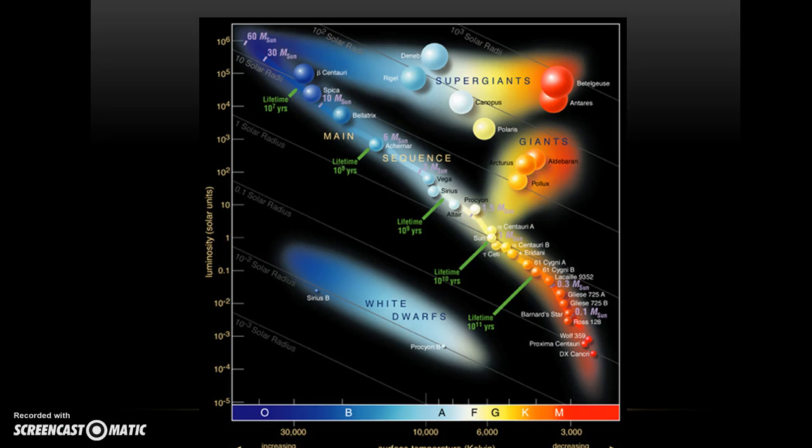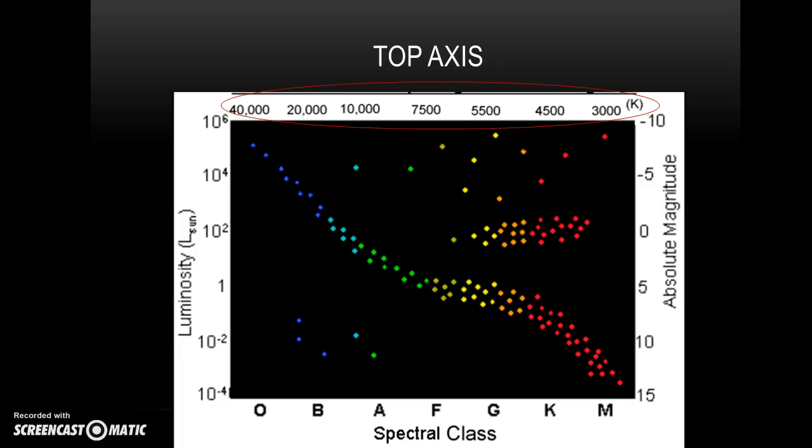This is just one example of an HR diagram, and on it you'll see several stars that have been plotted. Our sun is plotted right here with Betelgeuse, which is part of the Orion constellation, plotted up with the supergiants. Along the top axis of the chart is where you will find the temperature. It ranges from about 40,000 Kelvin to 3,000 Kelvin.